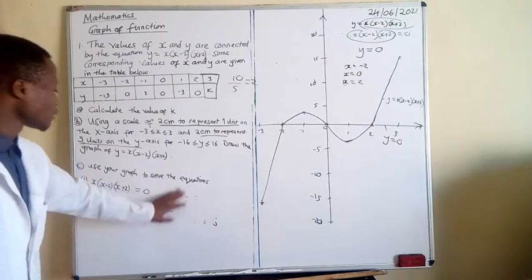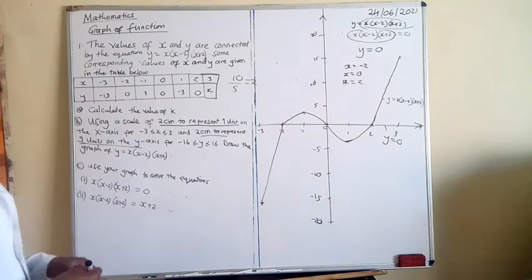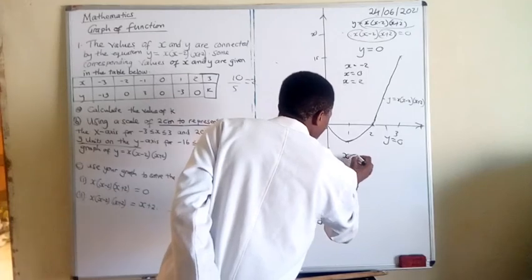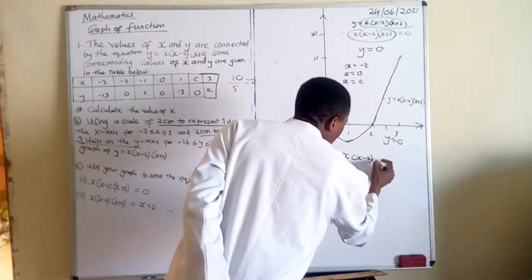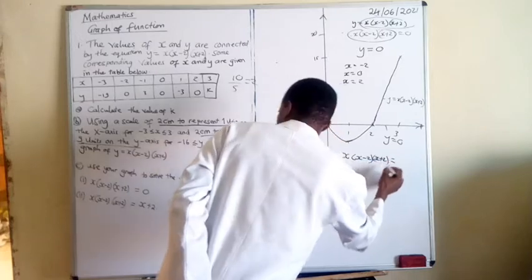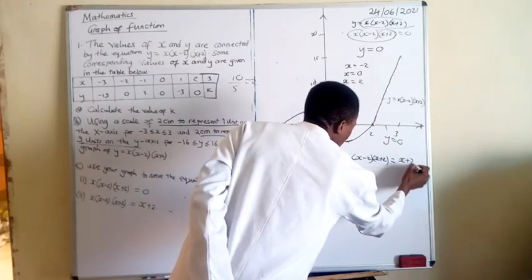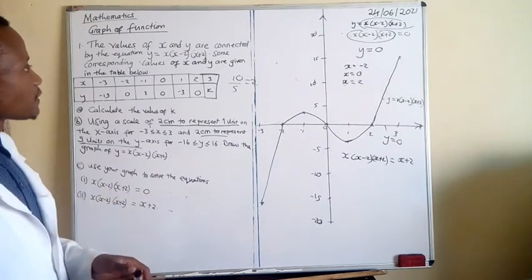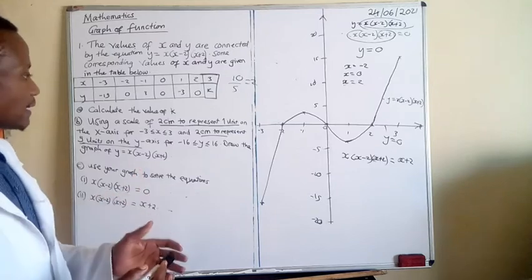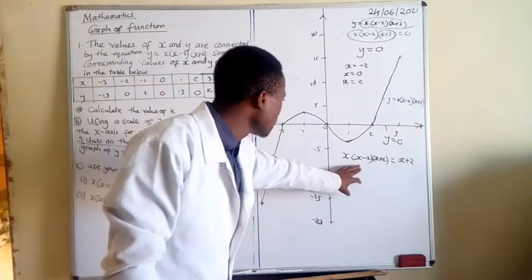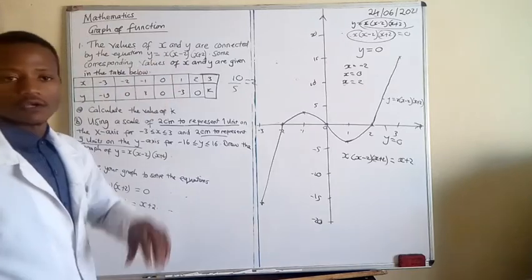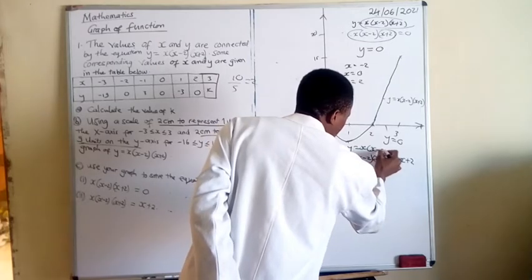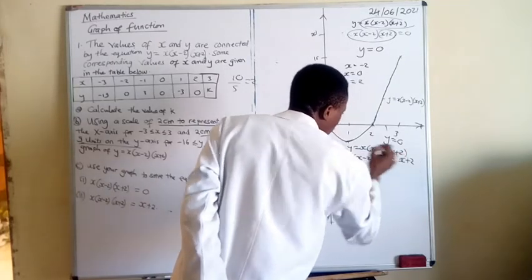Now that you are done with the first equation, we go to the second equation, where I've been given this equation to solve: x(x - 2)(x + 2) = x + 2. We do the same thing we did in the first place. The first thing, we compare this equation given with the general equation which has been given in the question, which is y = x(x - 2)(x + 2).